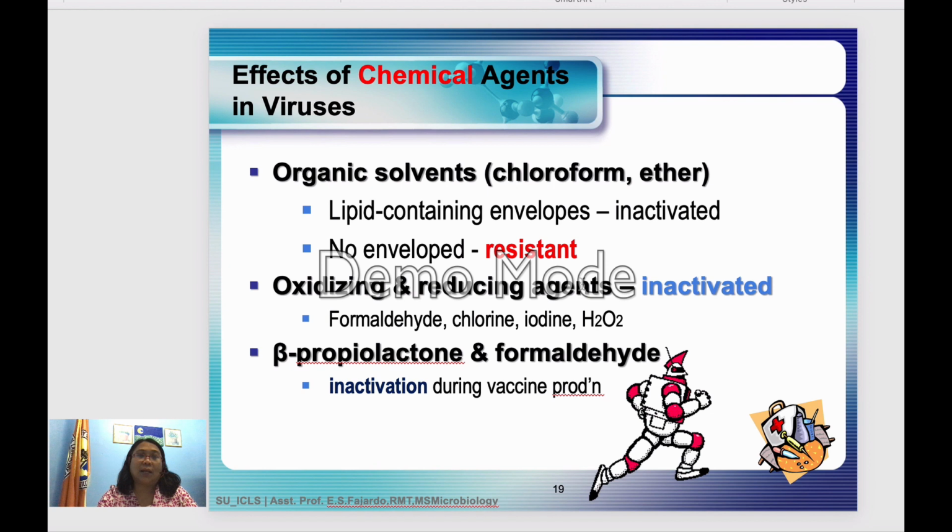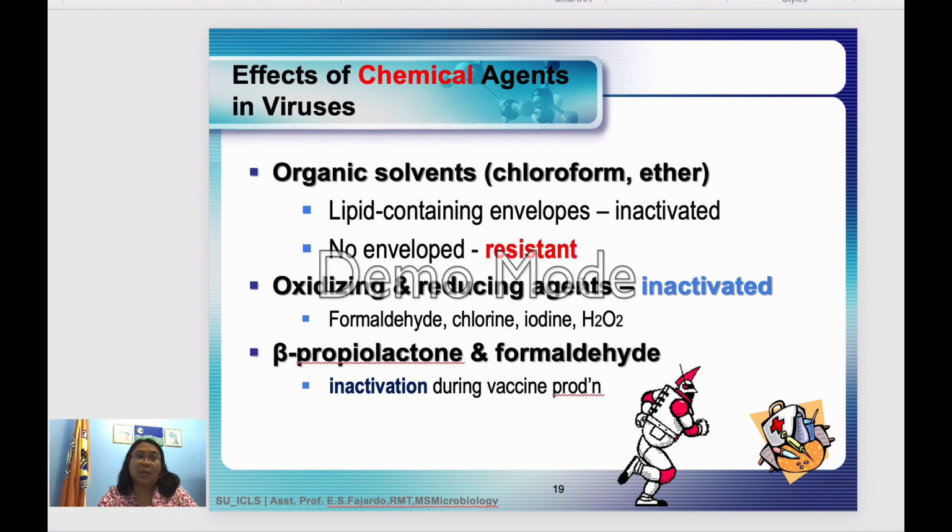And then for the chemicals, the effect of chemicals on viruses, we can use organic solvents, like for example, ether, chloroform. We can use that especially for specimens. So viruses that contain envelopes are easily inactivated. But viruses that are naked, or do not have an envelope, are resistant to ether, chloroform, and other organic solvents. Now, how about oxidizing and reducing agents like formaldehyde, chlorine, iodine, hydrogen peroxide?